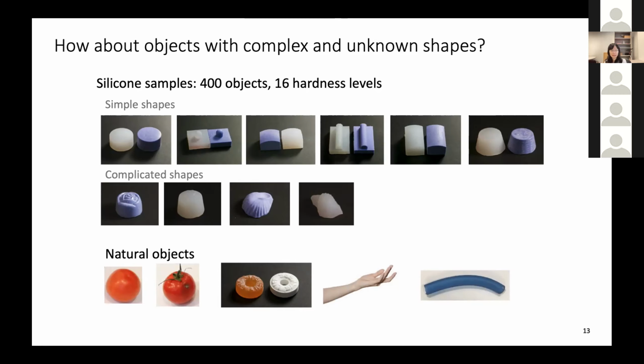And we also collected some data on natural objects such as fruit, candies, and human bodies. So for those natural objects, we don't really have a ground truth of the hardness levels, but we can use a reference from human estimation to get some estimate of the relative hardness of those objects.